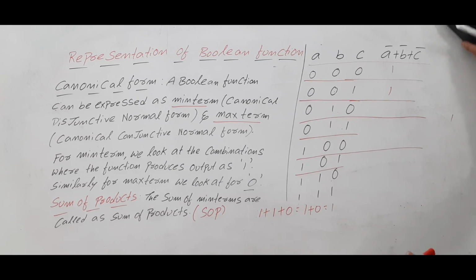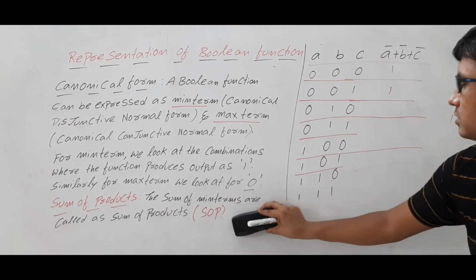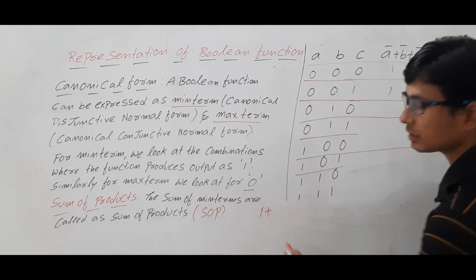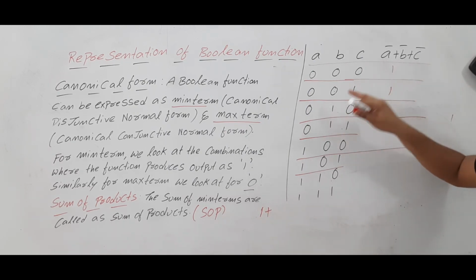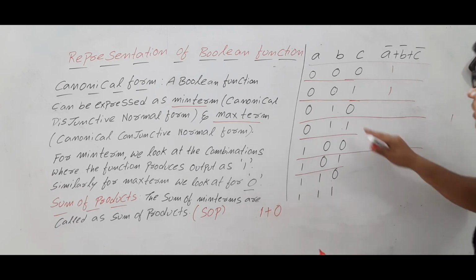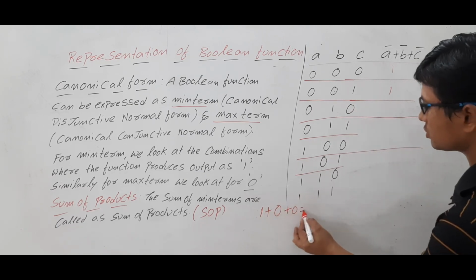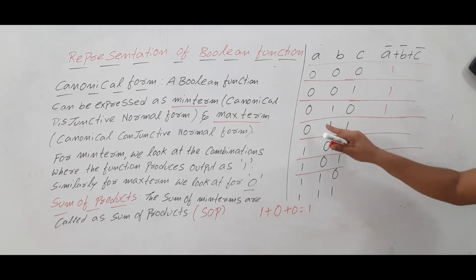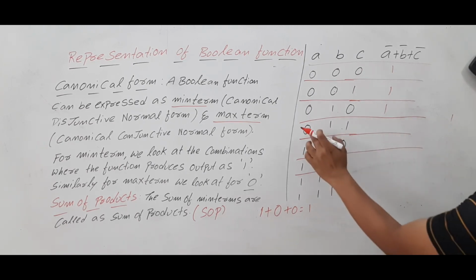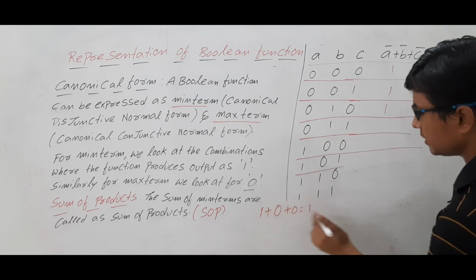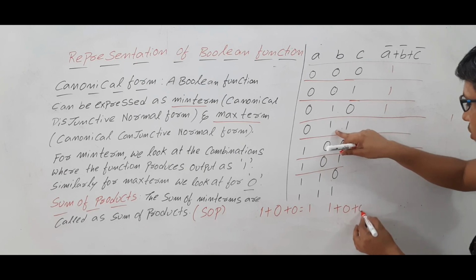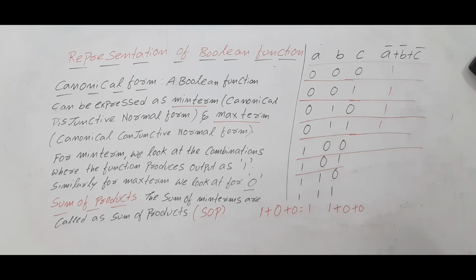Now take this combination, what output will it produce? A is 0, so A's complement will be 1. B is 1, B's complement will be 0. C is 0, so this also will produce output 1. Are you able to follow it or not? Now this is A's complement, A's complement will be 1, which is equal to 1. Now come to this one.